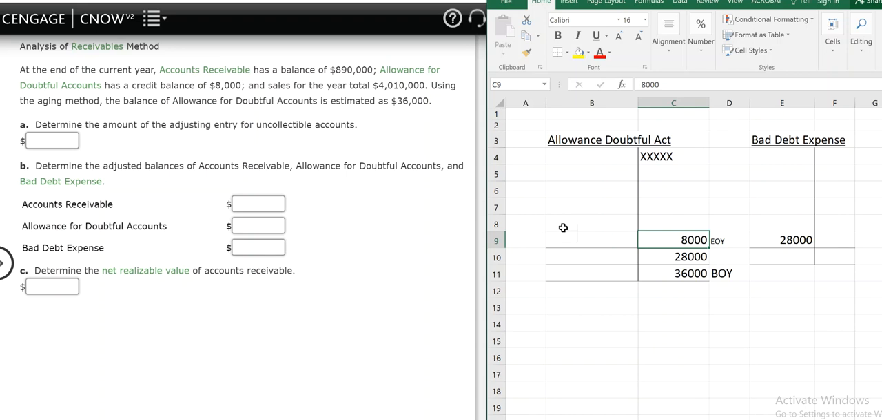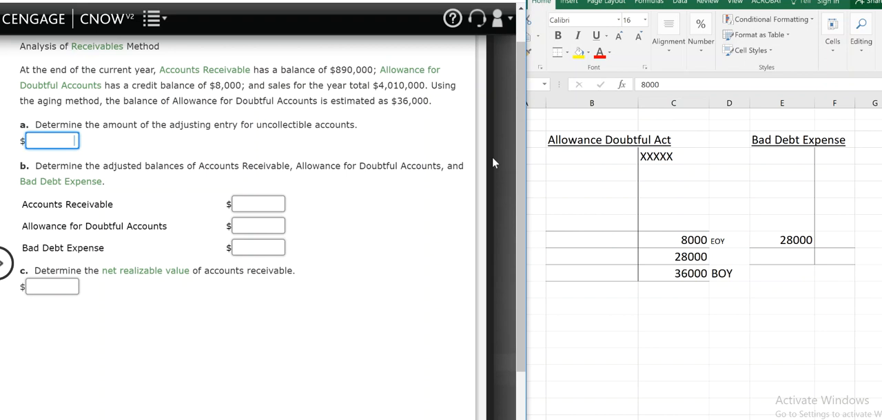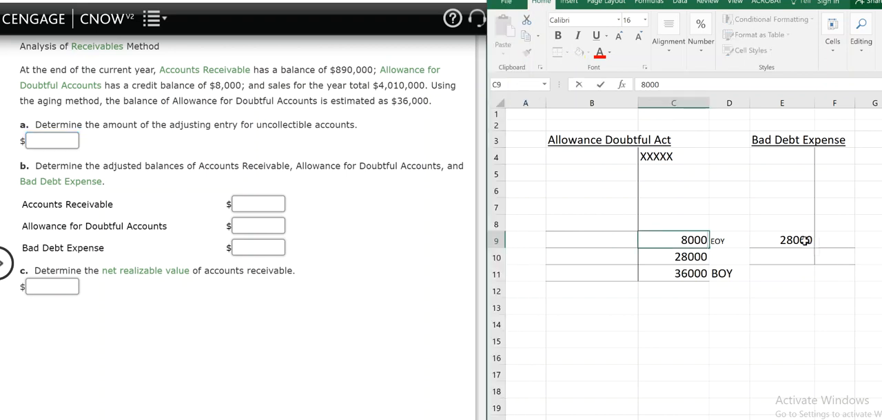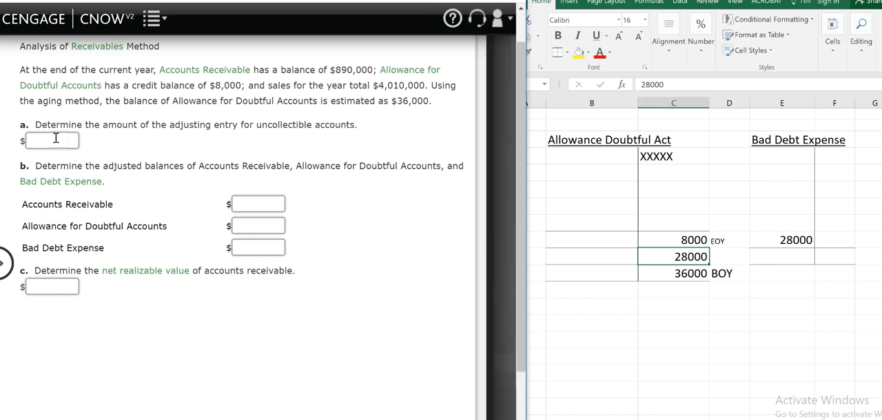Okay, so let's go ahead and respond to the questions, and then I'll go back and I will make one last comment. Determine the amount of the adjusting entry. Yes, the amount of bad debt expense will be 28. Okay, and the credit to allowance needs to be 28. The amount will be $28,000.